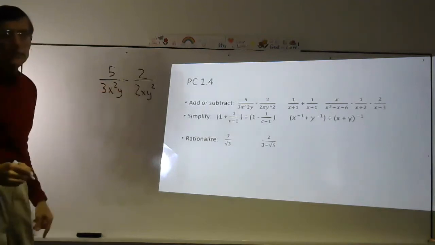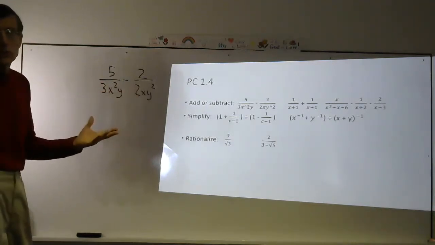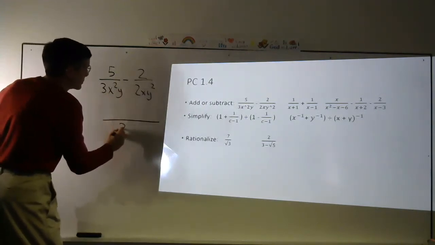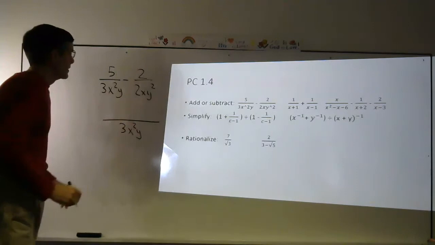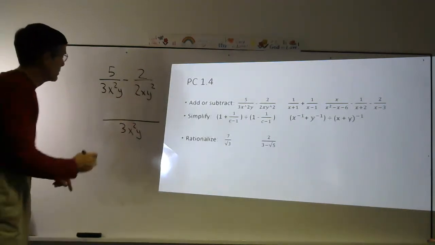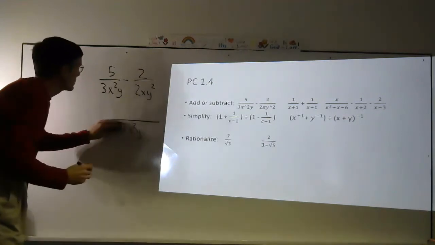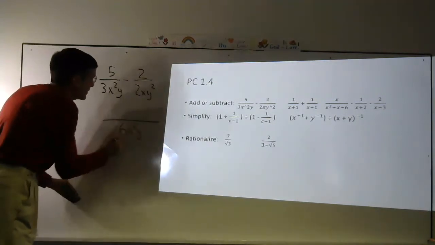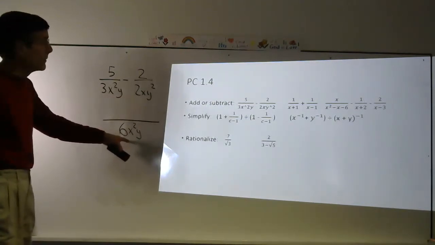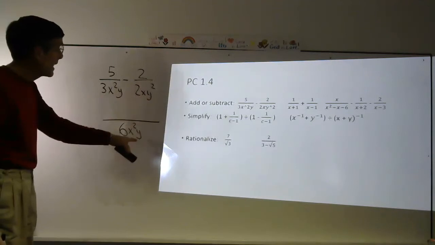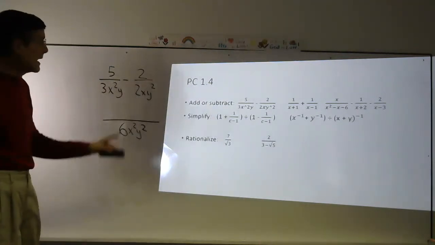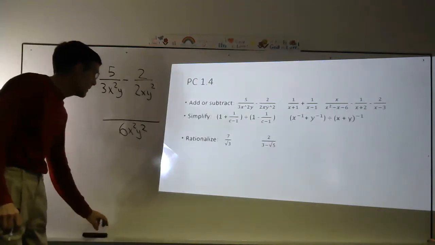Factor your bottoms. They're already factored. They're already all broken down to multiplication. List the first set of factors. 3x squared y. Look over here. I need a 2. Do you have a 2? No. So you've got to take 2 times 3. I need a 2 is 6. I need an x. Do I have an x? Sure, I got a couple of them. I need 2 y's. Do I have 2? No. Put another one there. Now you have your common denominator, okay?